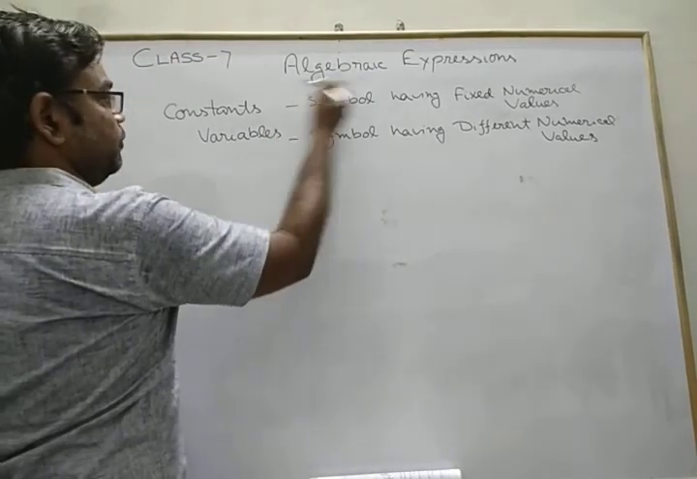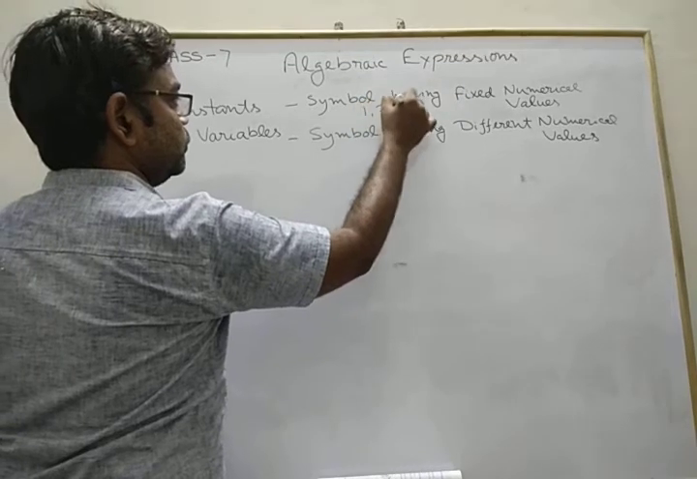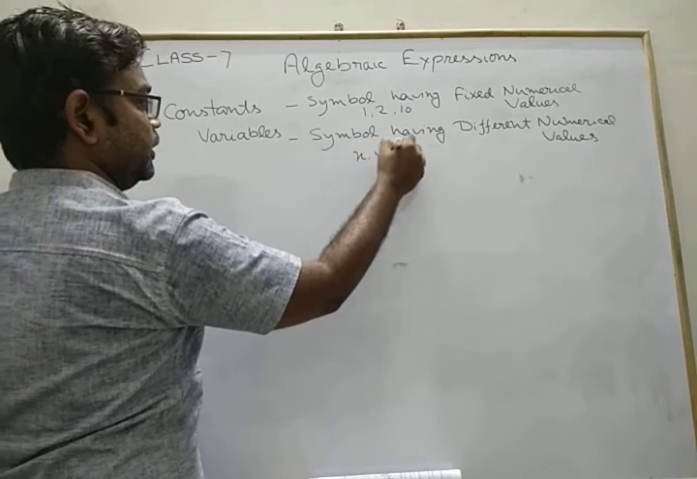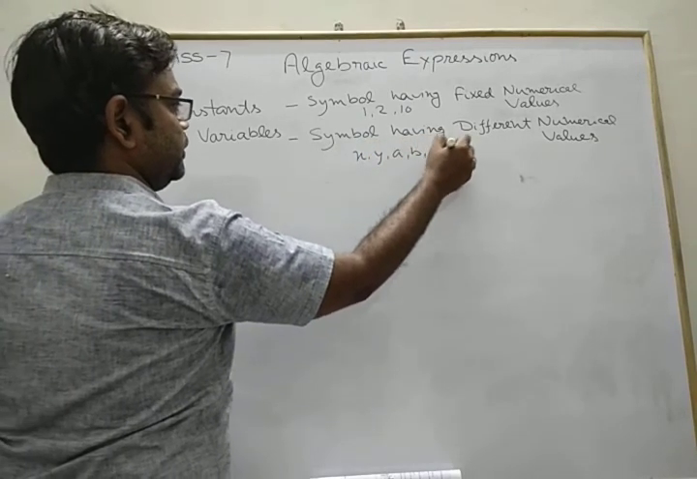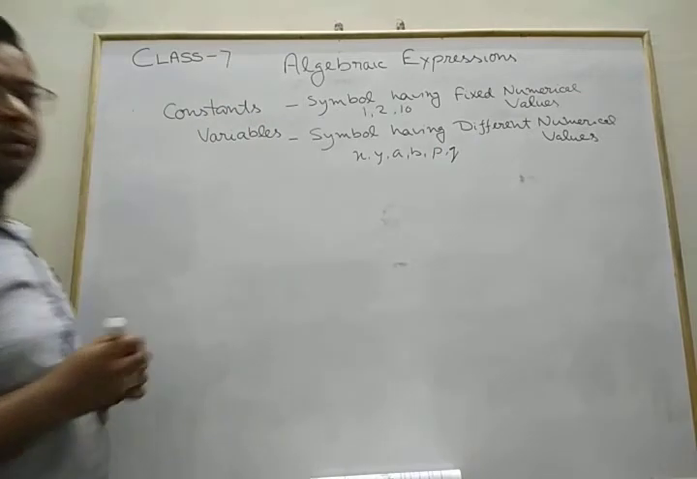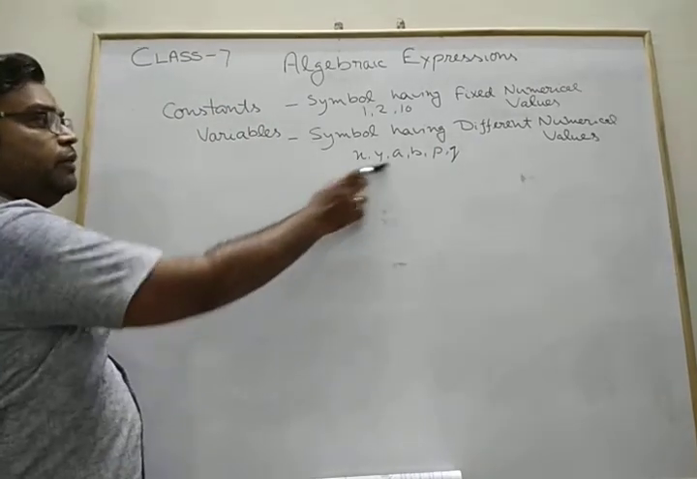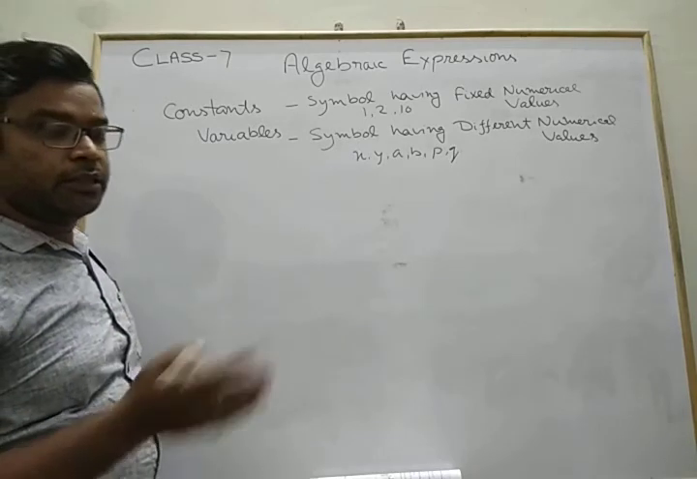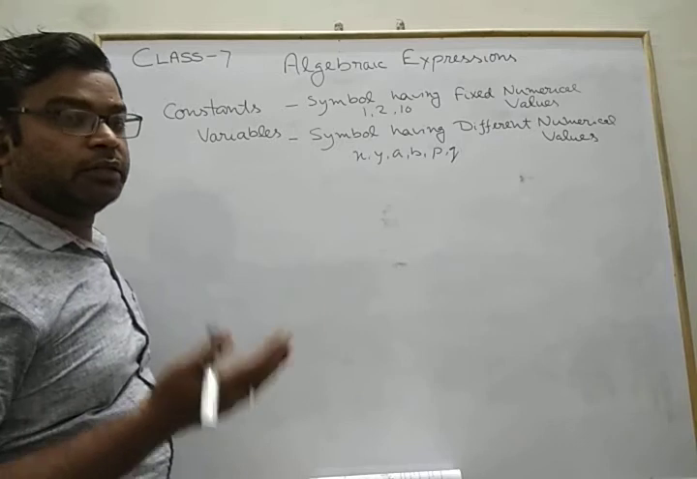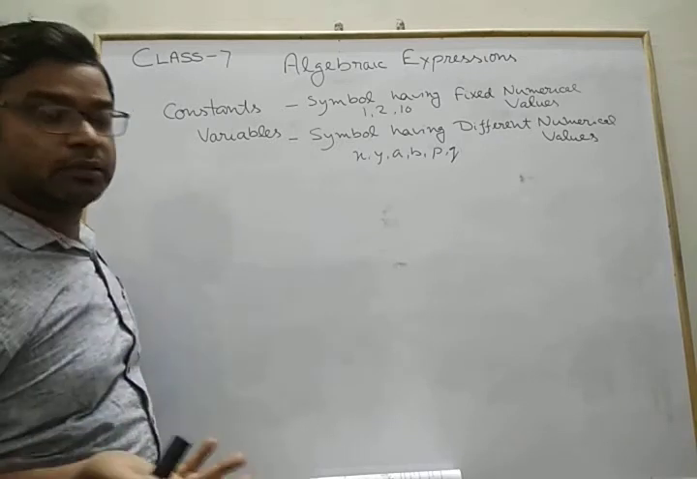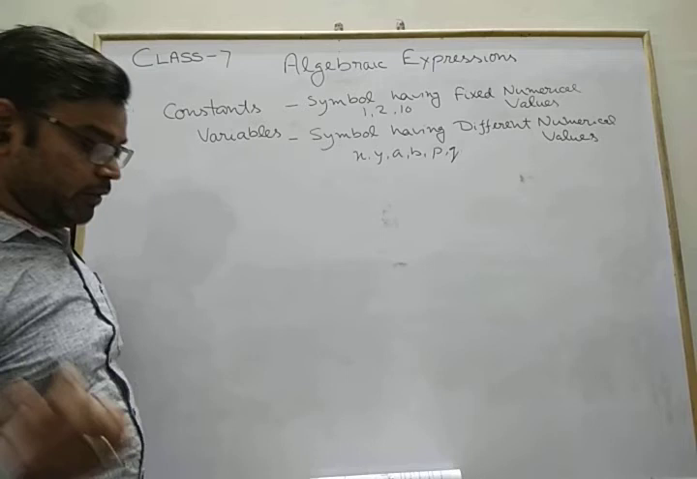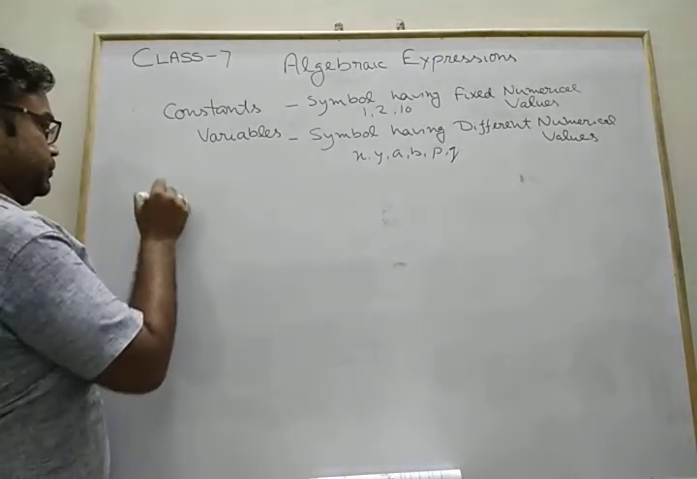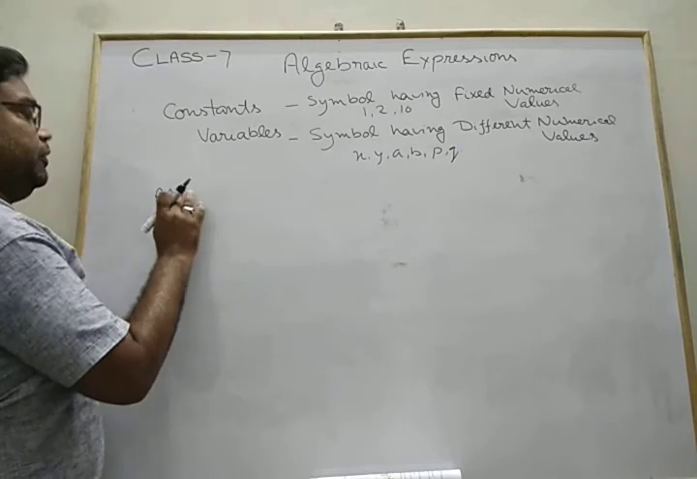For constants we have examples like 1, 2, 10. For variables we have x, y, a, b, p, q, etc. Many variables are there, and the value of these variables depends on the conditions. Sometimes for some condition it may be unique, for some condition it starts to change, it varies. So this is the concept of constants and variables. Next one is algebraic expression, which is the main topic we are going to discuss.